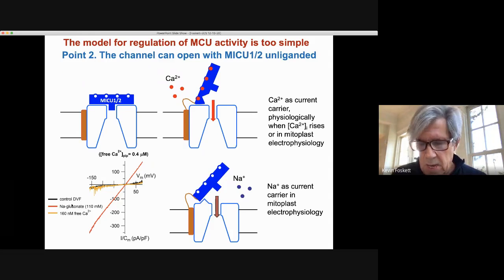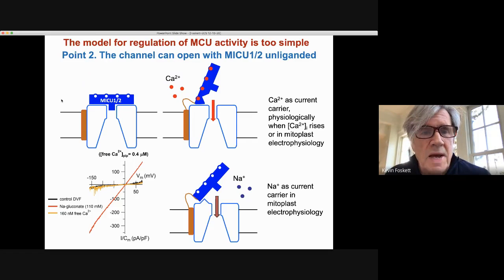And so here's a second reason now based on electrophysiology data, and this was really first described by Yuri Kirichok, and I'll just show some of Horia's data here. The channel can open with MICU1, MICU2 unliganded. So if you take calcium away from the extracellular side, it becomes sodium permeable. You can measure linear sodium currents. In this case, MICU1 and MICU2 is unliganded, and yet the channel is open. So the model of an apo MICU1, MICU2 forming a simple channel block cannot account for these data.